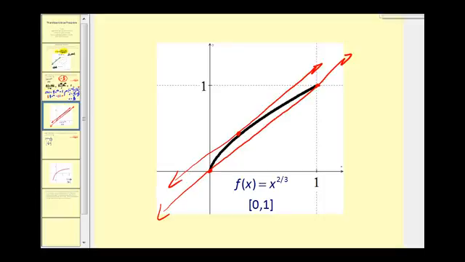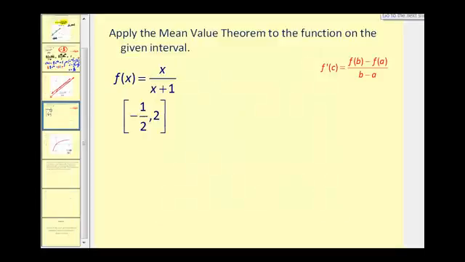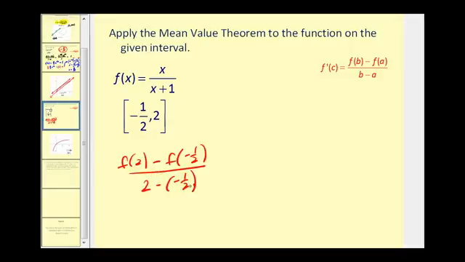Let's try another one. Again, the first step is to determine the slope of the secant line through these endpoints. So we need to find f of 2 minus f of negative 1/2 divided by 2 minus negative 1/2.